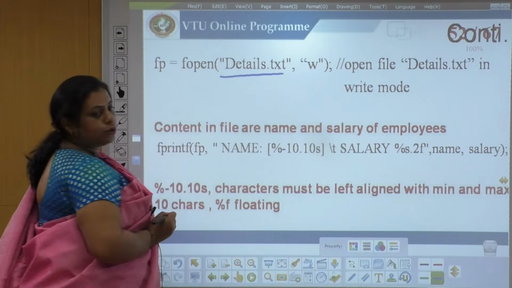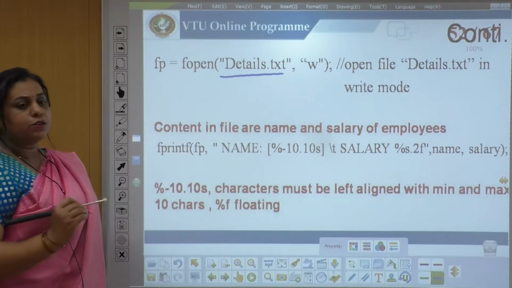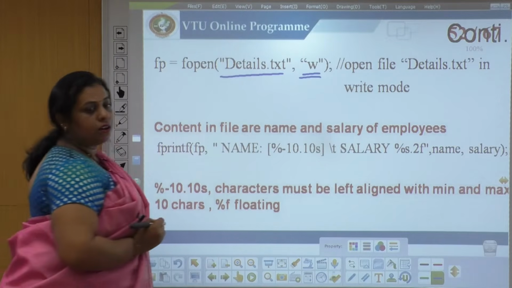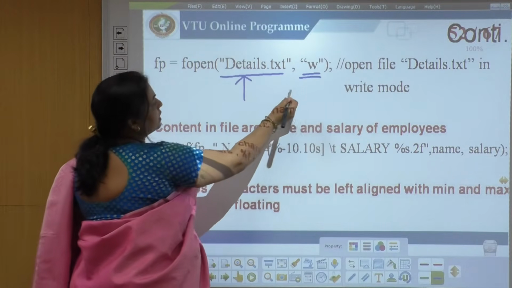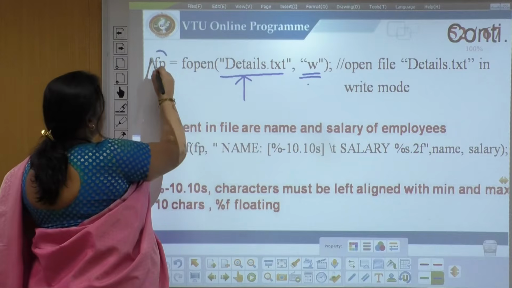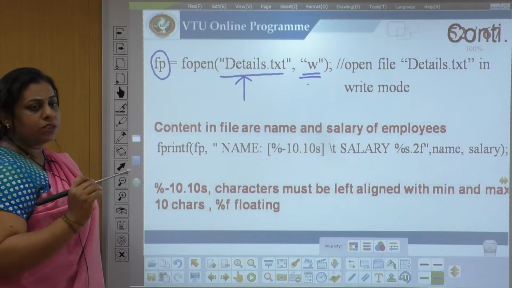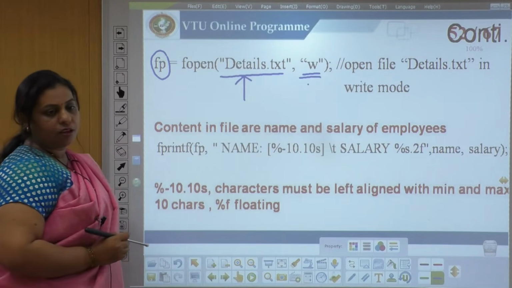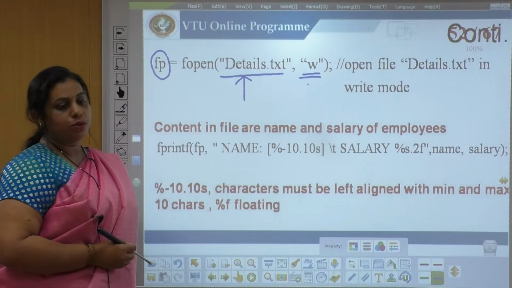Details.txt is a file to which I want to write the information now. So it has to be opened in write mode. As we learnt yesterday, to open a file, I need to pass the path or name of the file, then the mode in which it has to be opened. Now I say fp is a pointer to a file whose name is details.txt, opened in the write mode. When it is opened in the write mode, it allows me to write the data onto it, right?